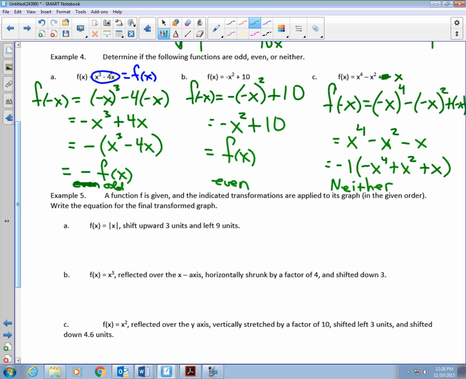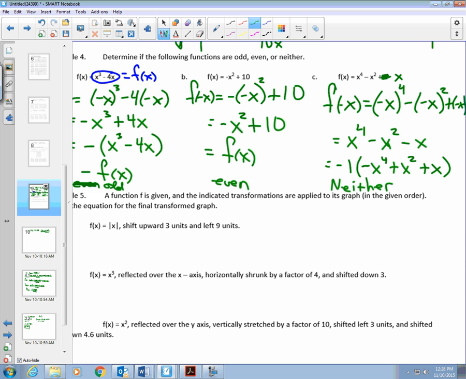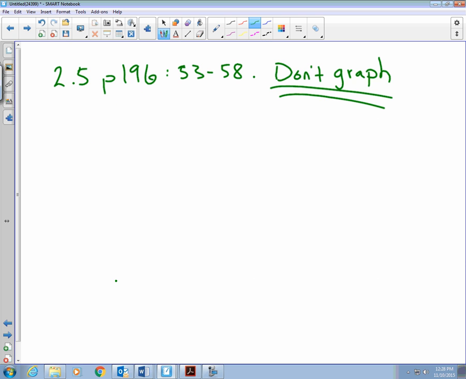Good to go? So your assignment, you have a very short assignment. We just did 3 problems in class. You have 6 in your assignment. You do not need to graph them. Just test them for even or for odd or neither. And then you can start working on your study guide. I'm almost done with the answer key for the study guide. You will get a homework cover sheet tomorrow. And use your time wisely.